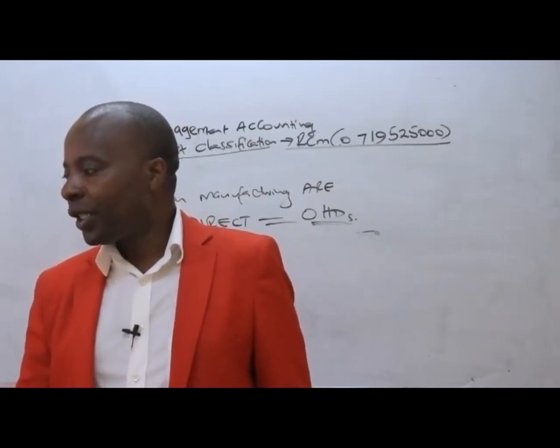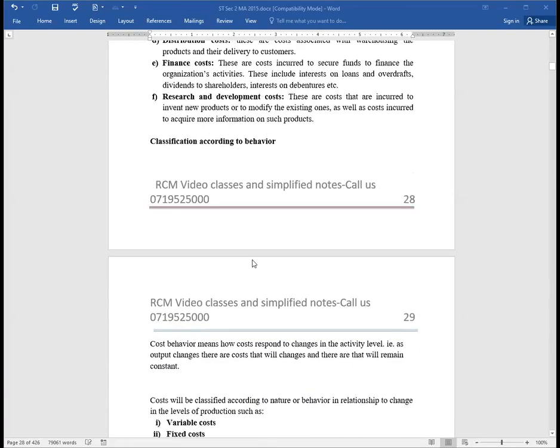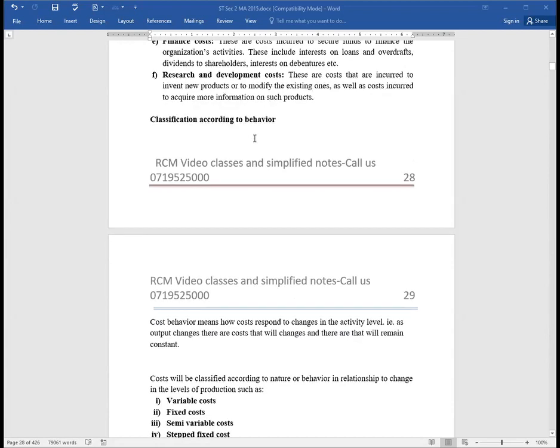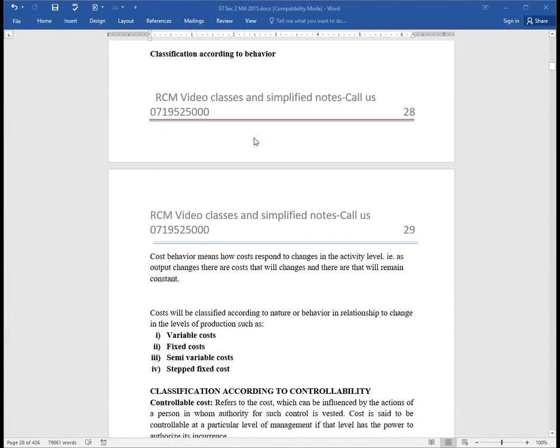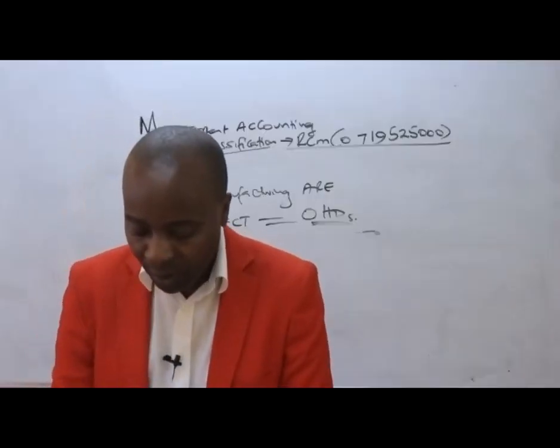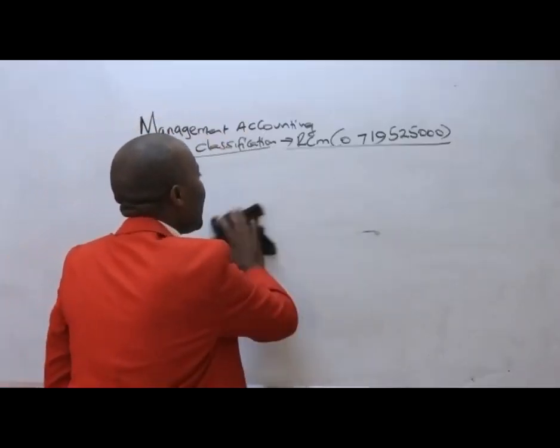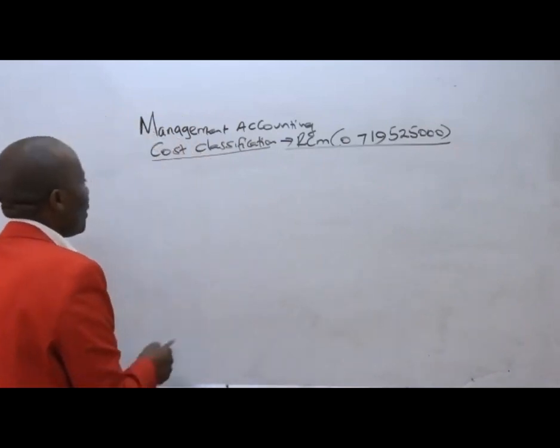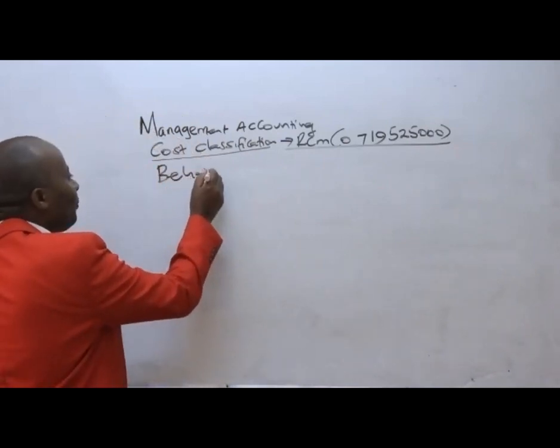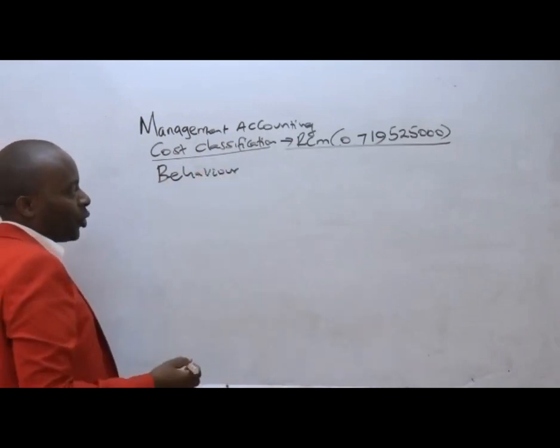Now we go to this other classification that we call behavioral classification, according to cost behavior. How do costs behave? Ladies and gentlemen, costs will be classified according to nature or behavior in relationship to change in levels of production, such as variable cost, fixed cost, semi-variable, and then the stepped fixed cost. The most important thing to appreciate here in behavioral classification is how they behave.